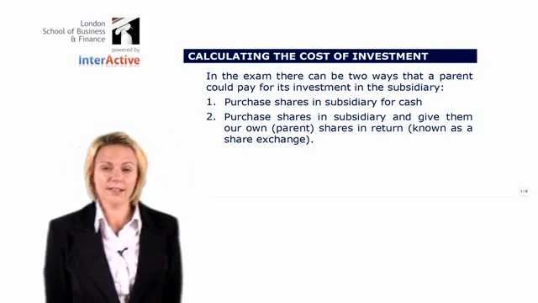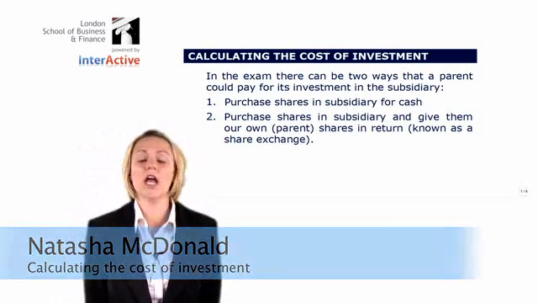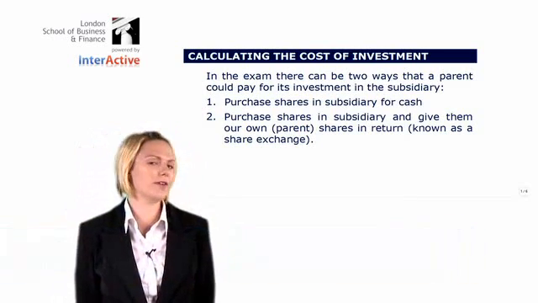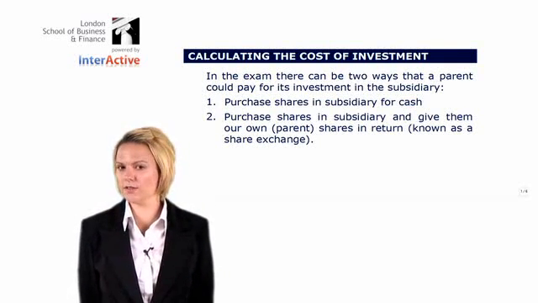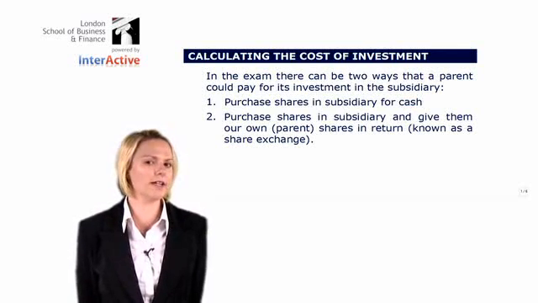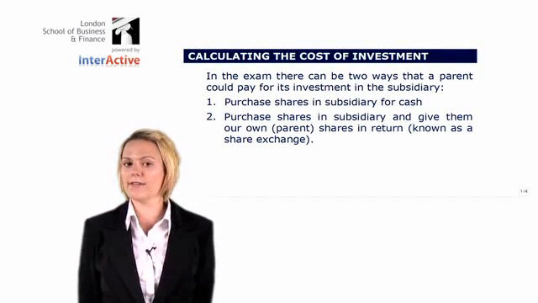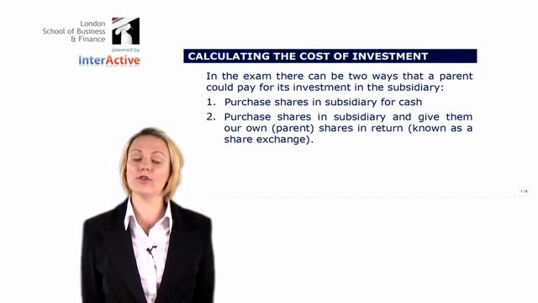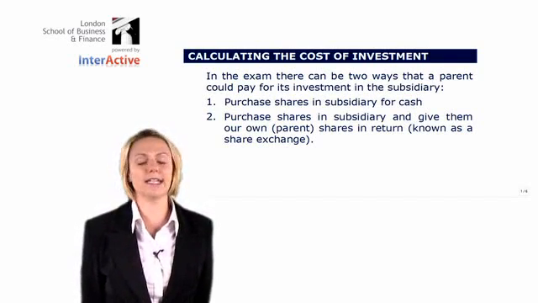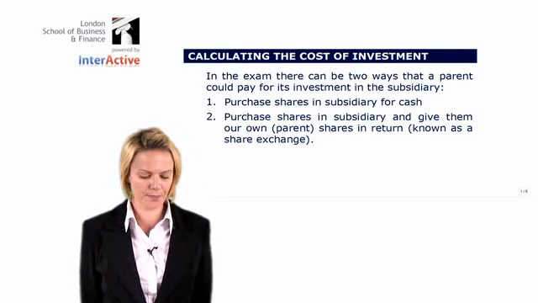Welcome back. Now, the final thing we're going to have a look at and consider in terms of the consolidated statement of financial position is dealing with how we calculate the cost of the investment in acquiring the subsidiary. Remember that we call the cost of the investment the fair value of consideration, and if you remember, we use that in calculating goodwill that arises on acquiring that investment.